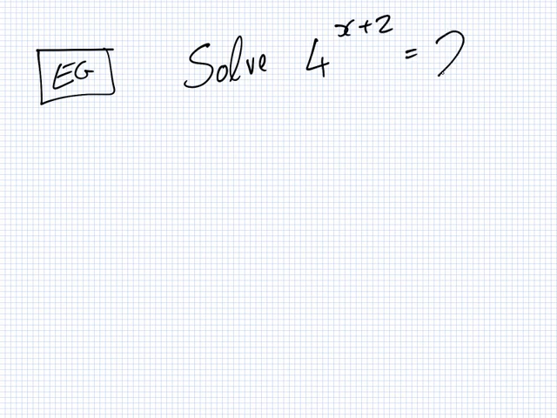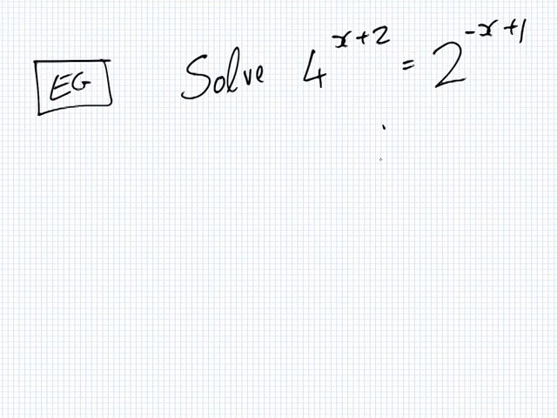Okay. Example now. Solve 4 to the power x plus 2 equals 2 to the power minus x plus 1. Okay, I'm going to do this one in a minute, but I want you to try it first. So give this a go. There we go.